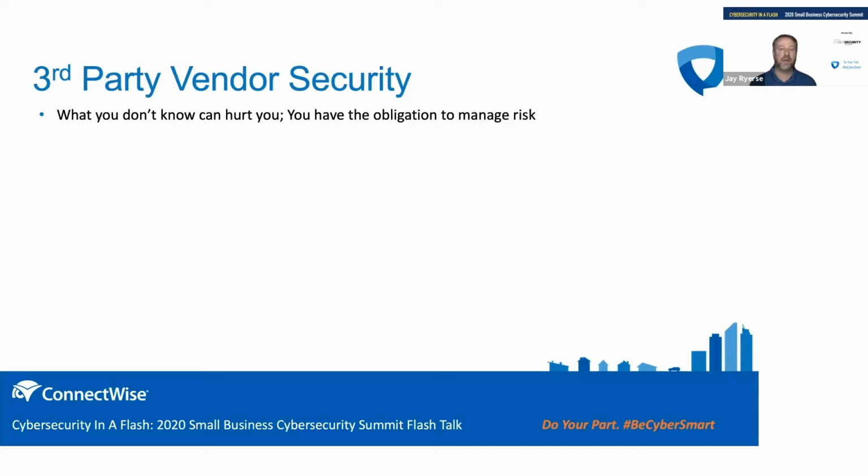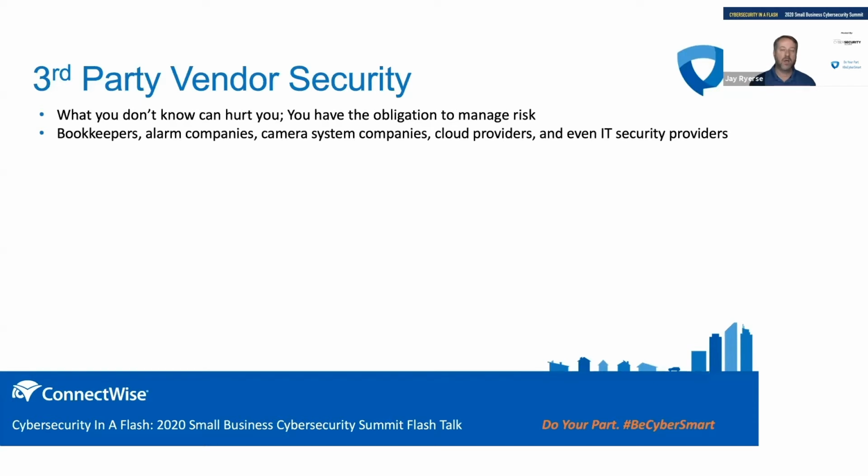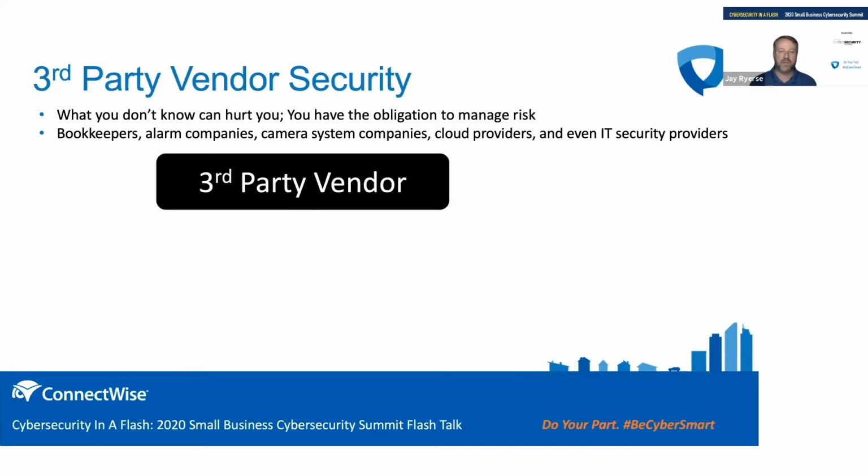You're obviously here today to help understand and learn more about cybersecurity and what it means to your business. Now, when we talk about third-party vendor security, we're talking about not just the IT service providers or your security providers or anybody else in technology, but anybody else that connects to your network. So it could be your bookkeepers, it could be your alarm system provider that installed your camera systems, your copier equipment, your cloud service providers, and yes, of course, your individual IT service providers. So we call them third parties because they're all third party to you, and you've got an obligation to manage that risk.